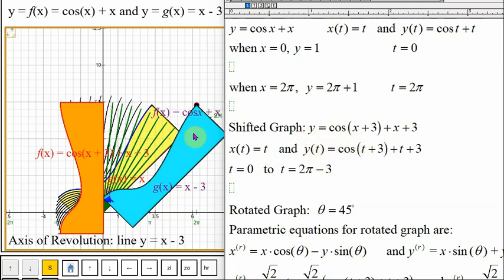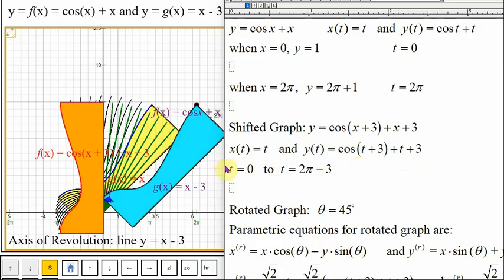And then what we did next was shift the graph 3 units to the left. And so the rectangular equation for this graph would be y equal to cosine of x plus 3 plus x plus 3. And for this equation, the parametric equations are x of t equal to t and y of t equal to cosine of t plus 3 plus t plus 3.